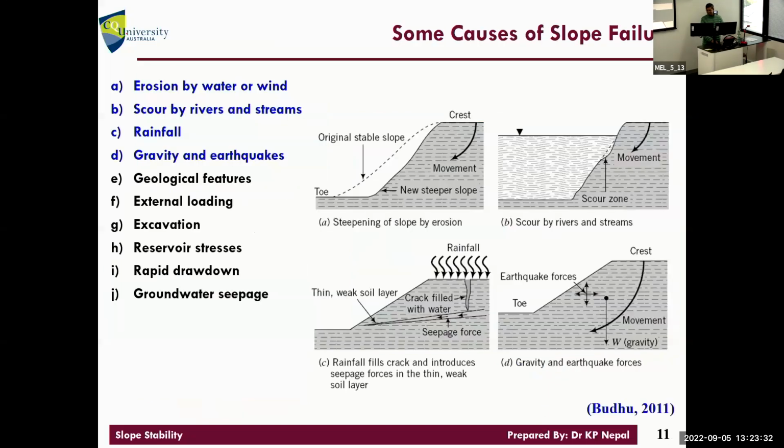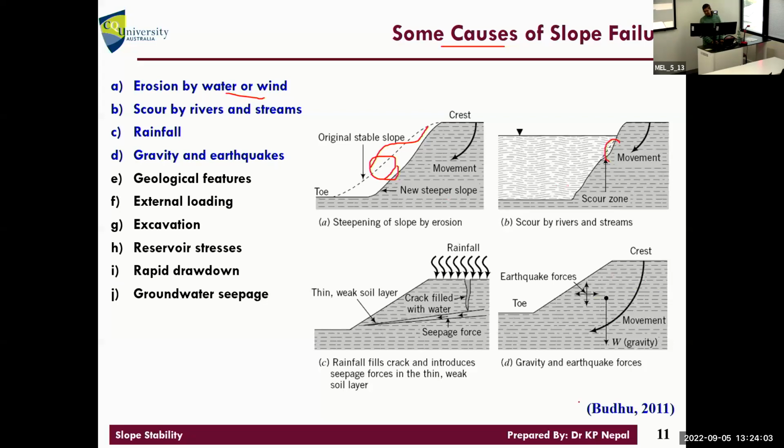Look at here now. Why does slope failure occur? Some causes are erosion by water. Sometimes that was the original slope, and some wind or water eroded that part. Okay, that's one. Sometimes what happens? Scour by rivers and streams. Look at this side: when the water flows in the river or stream, the current will pull out the soil and it goes with it. Yeah, there is another failure.